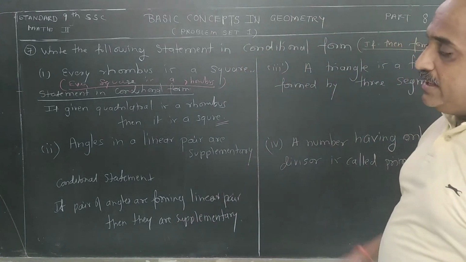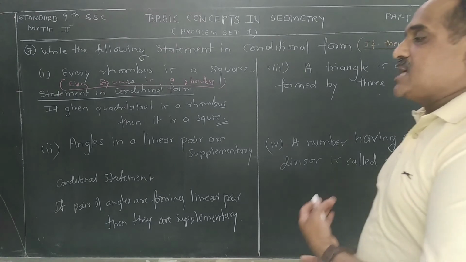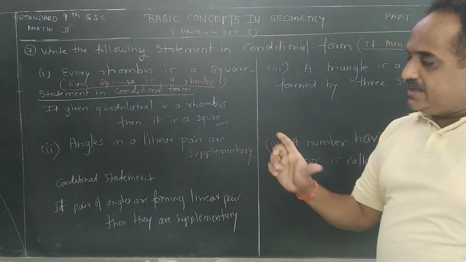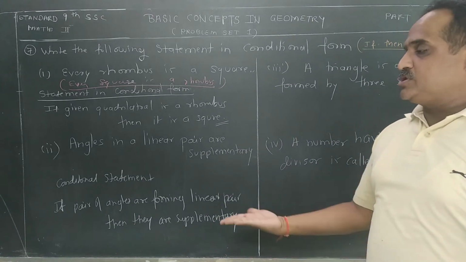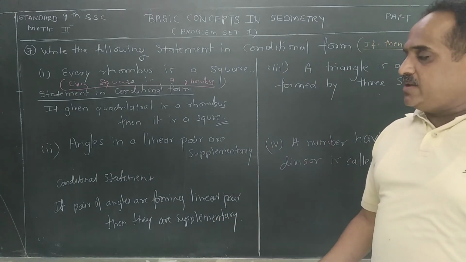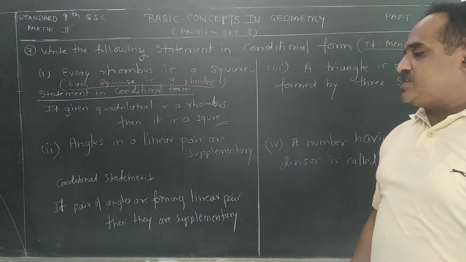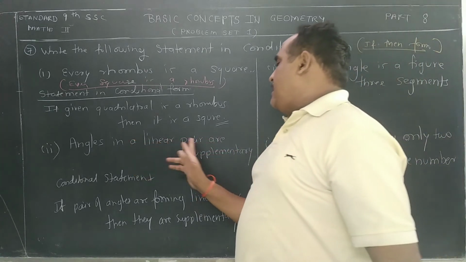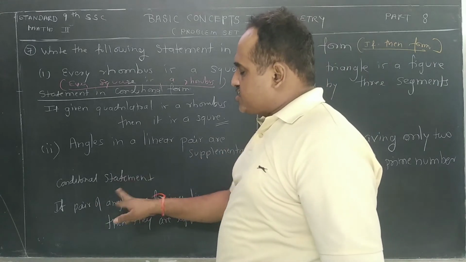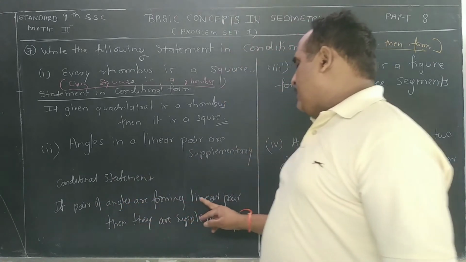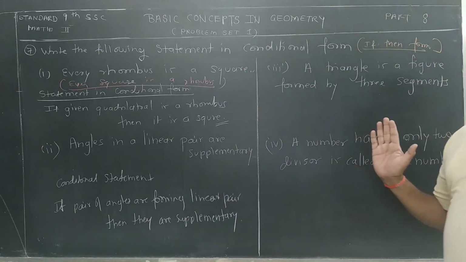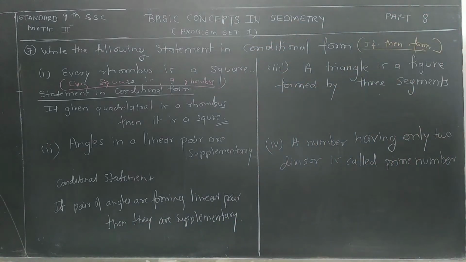So if you have to put it in the if and then form, in this type of question, maybe statements are different here and there, but the meaning is the same. So maybe your teacher will also give a little bit of change in the statement. Don't worry, that is also right. Once again, angles in a linear pair are supplementary. Conditional statement: if a pair of angles form a linear pair, then they are what? Supplementary. You got it? See the third question.